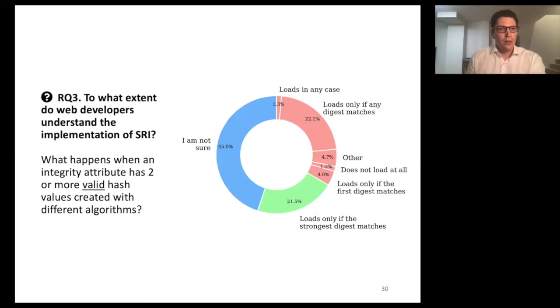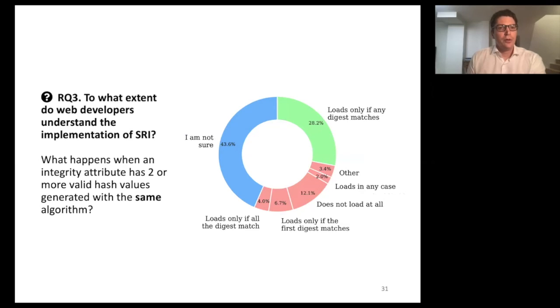The second closed-ended question was what happens when an integrity attribute has 2 or more valid hash values created with different algorithms. And here, 20% provided the correct answer. In other words, it loads only if the strongest digest matches. And about 45% and 35% were either not sure or simply provided the wrong answer.